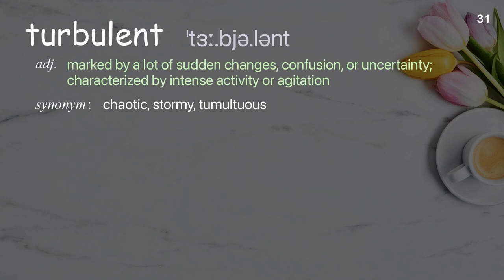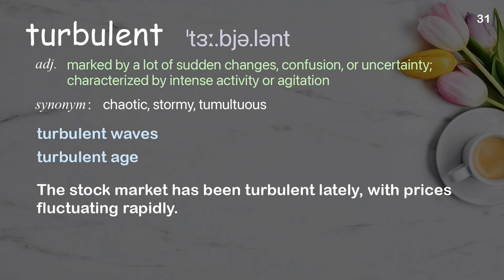Turbulent: marked by a lot of sudden changes, confusion, or uncertainty, characterized by intense activity or agitation. Examples: turbulent waves, turbulent age. The stock market has been turbulent lately, with prices fluctuating rapidly.